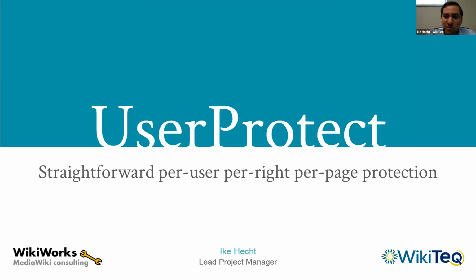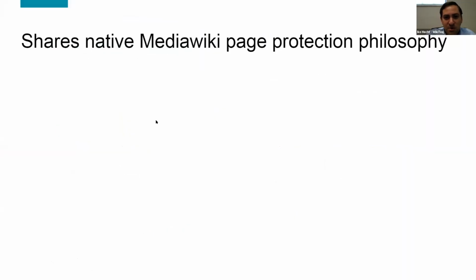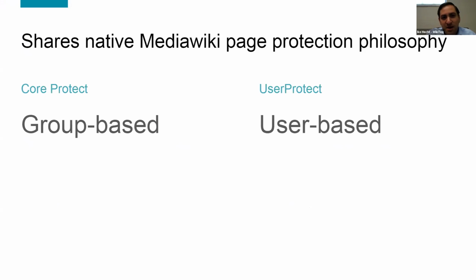For the enterprise version of that, it would have to be user-based. So you'd have to be able to give particular rights for a particular user. And that's sort of what we created with UserProtect. It's meant to work in tandem with the standard protect action that's built into MediaWiki. Right next to that, you would have UserProtect. So it shares the native MediaWiki page protection philosophy in that MediaWiki has group-based protections and UserProtect has user-based protections.